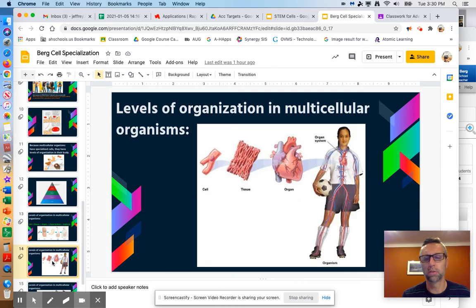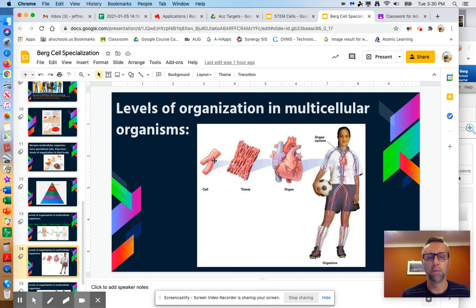But I also want you to see what that would look like in you. So here we have a muscle cell. It's a specialized cell that has a job, and its job is to contract and expand and to help you move. It's got a nucleus and all the other organelles. Muscle cells tend to have a lot of mitochondria because they need to do a lot of work and they need a lot of energy.